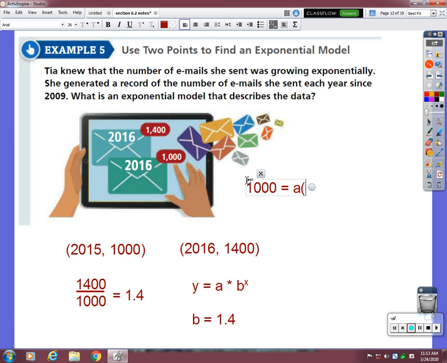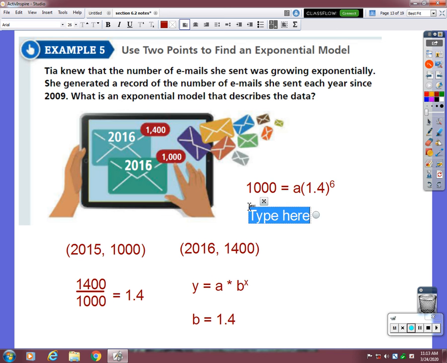a is what I'm trying to find. We figured out that b is 1.4, and I'm raising this to the x power. This says the number of emails she sent each year since 2009, so what I'm going to use for x is actually going to be 6, because 2015 is 6 years from 2009.